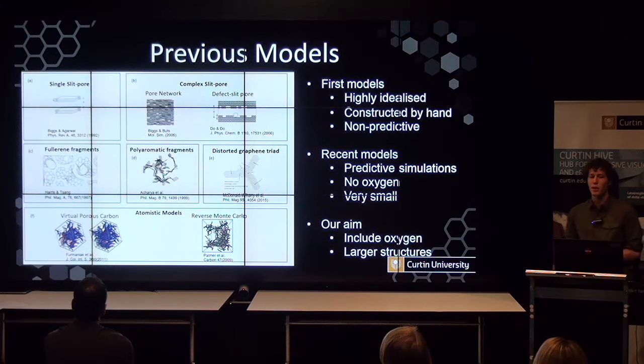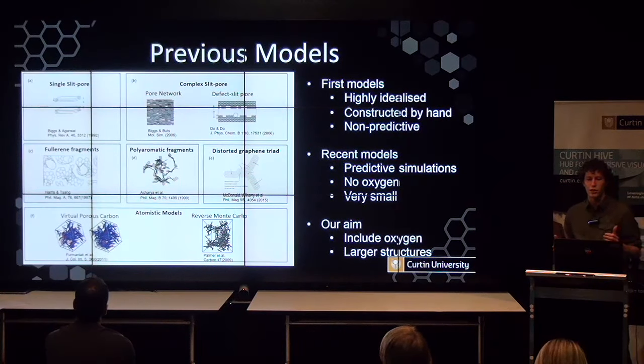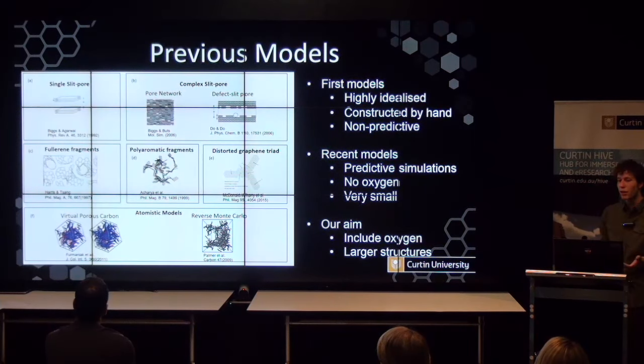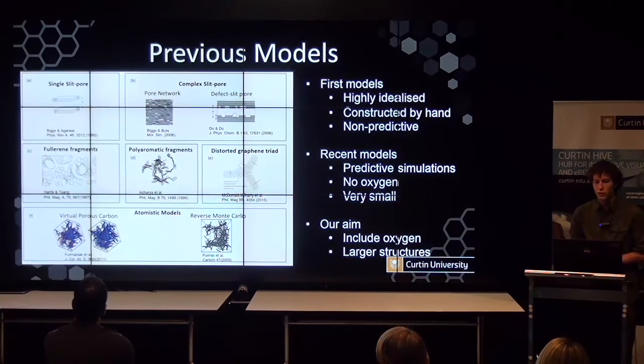So previously, there had been other attempts to model them, starting from the first models that were quite simple, such as modeling the pore as the space between two slits in some graphene sheets. These first models were quite idealized. They're constructed by hand. They don't have any sort of predictive maths behind them to determine where all the pores should be and how big and all of that stuff.